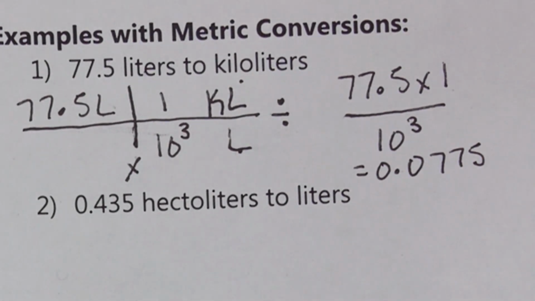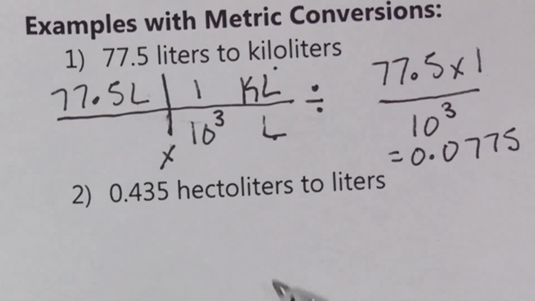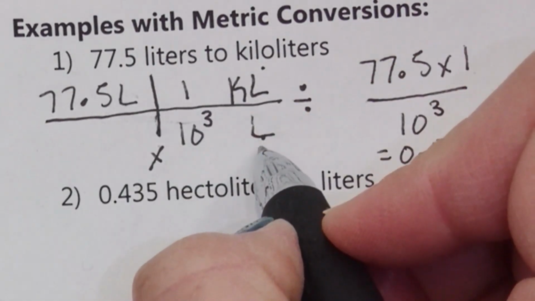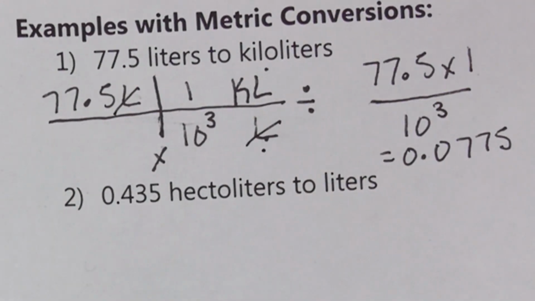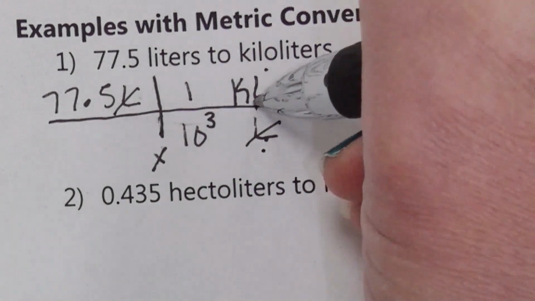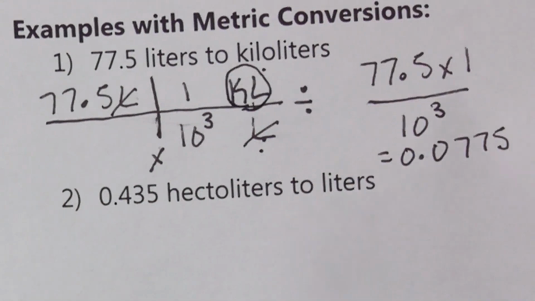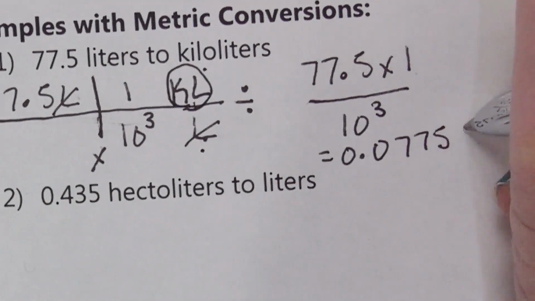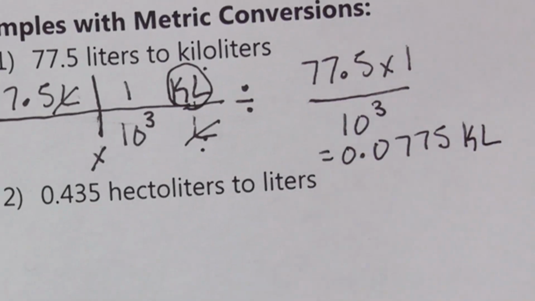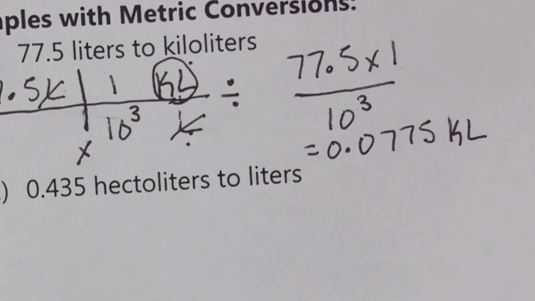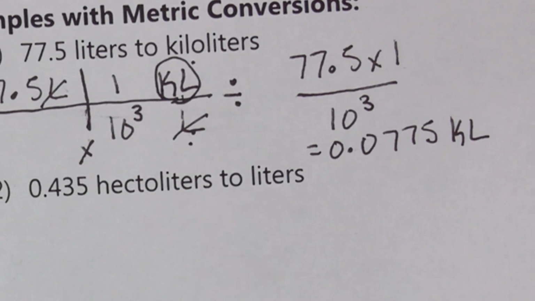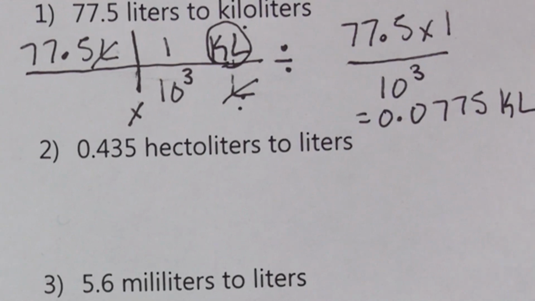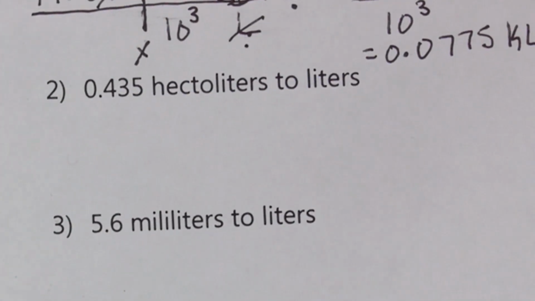Now, every value must have a unit. If the unit is on the top and the bottom, they are the same, they cancel. Liters divided by liters cancel out. I am left with a kiloliter. So that is my final answer: 0.0775 kiloliters. Let's do us another example.